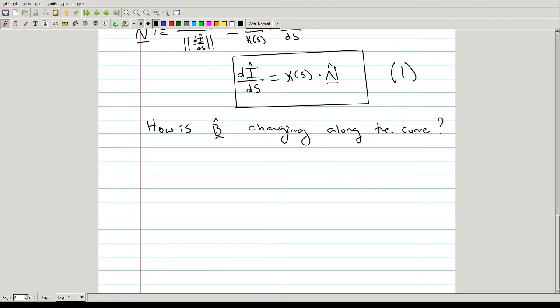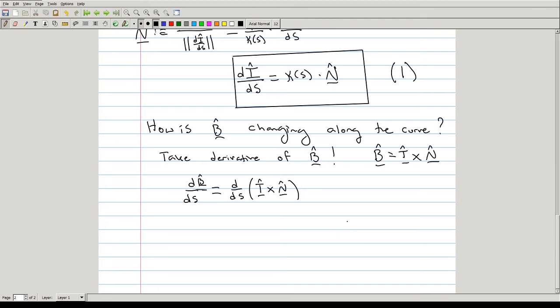What we want to do is take the derivative of this vector b. This is the best way to find the rate of change of the binormal vector as we move through the frame. So to do this, we have to remember the definition of b. B hat was defined as the cross product of the unit tangent vector with the unit normal vector of the curve. So the rate of change of the vector b, or db/ds, the rate of change of the binormal vector with respect to arc length, is the s derivative of the cross product of t hat and n hat.